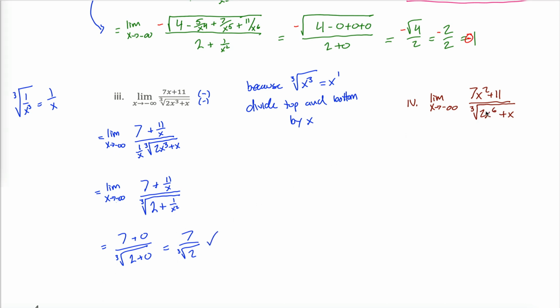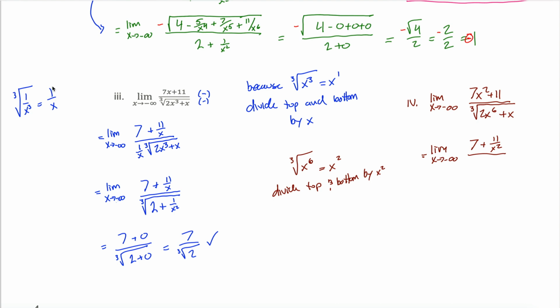Can we do those same steps over here? I think so. Now, because the cubed root of x to the 6th power is equal to x squared, we're going to divide the top and the bottom by x squared. If we do that, we get the limit as x approaches negative infinity of 7x squared over x squared, in other words 7, plus 11 over x squared, divided by 1 over x squared times the cubed root of 2x to the 6th plus x.